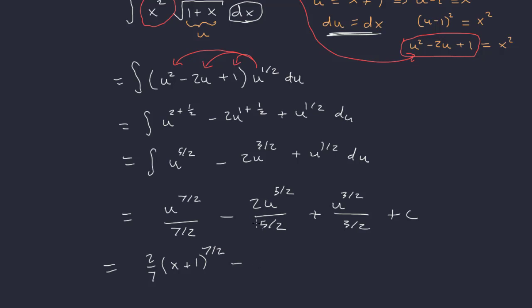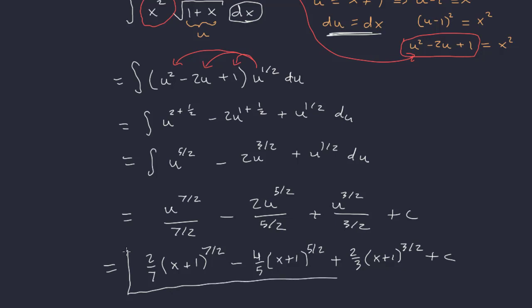Minus, when we invert and multiply here, we already have that 2 there, so this will be 4/5 (x plus 1) to the 5/2, right? Plus 2/3 (x plus 1) to the 3/2 plus c, and there we go. There's our final answer.